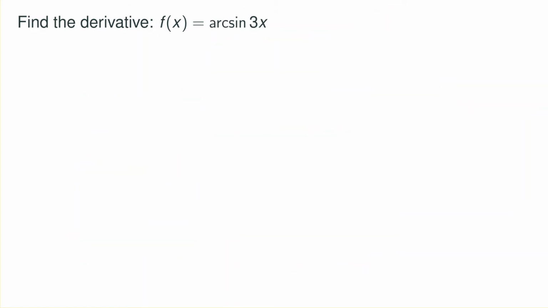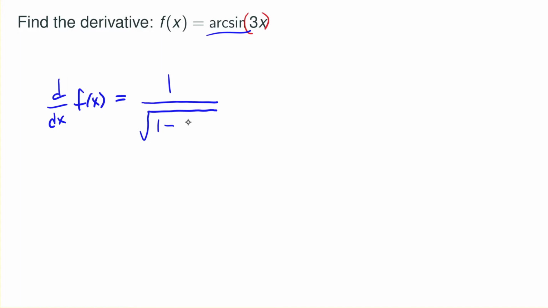Find the derivative of arc sine of 3x. So here we do have a composite function where inside is 3x and outside is arc sine. So we know that derivative of arc sine is 1 over square root of 1 minus the argument squared. So in this case, the argument is 3x, so it would be 3x squared.